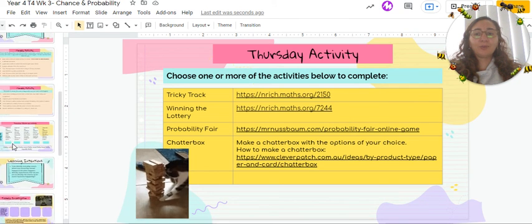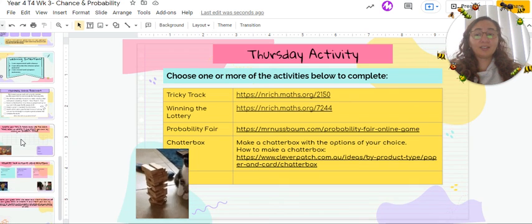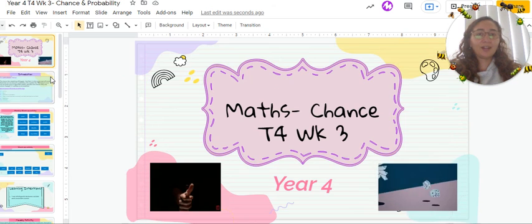Remember, you can complete your work directly here onto the Google Slides. It would be a lot easier for you, so you don't have to go back and forth to your completed work doc. If there's any problems with your doc, just let me know. And if you need extra help, I'm always here for you online.